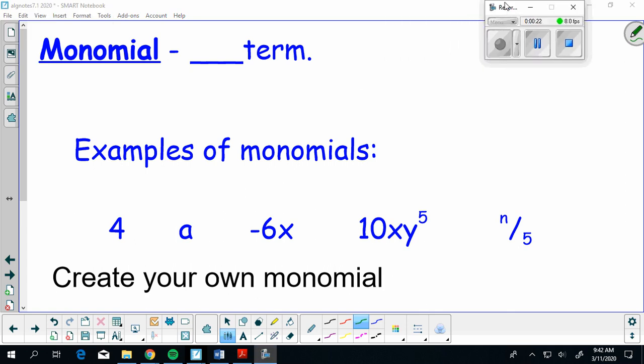Okay, so our first vocabulary word is a monomial. A monomial is a one term. You can see there are some examples here of monomials. Notice they don't have anything connected to them.